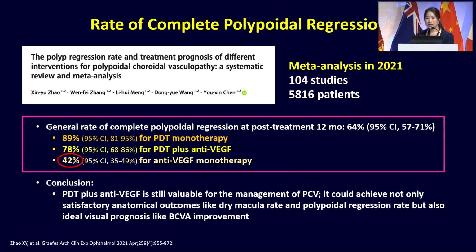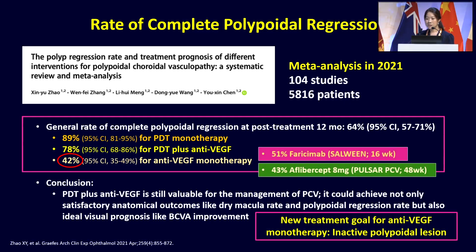Talking about the rate of complete polypoidal regression, because now we know that we want to achieve complete regression to achieve lesser risk for recurrences. This meta-analysis shows that eyes that receive PDT, either monotherapy or combination, will reach around 80% complete regression. What about anti-VEGF monotherapy? You reach only 42%. What about the new anti-VEGF agents that we have? It increased a little bit, but the maximum is just 51%.